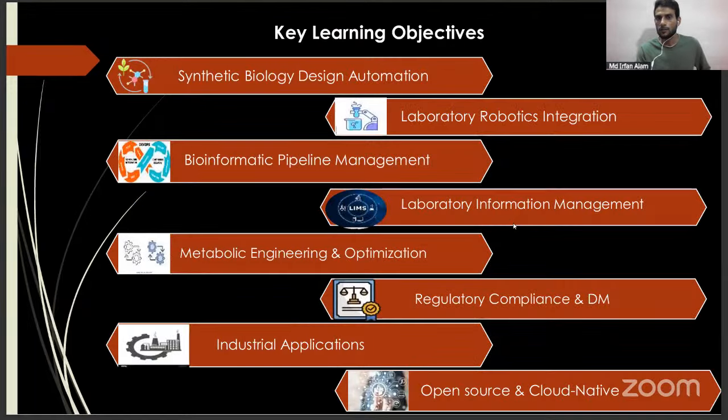Now, synthetic biology design automation helps to design genetic circuits. Laboratory robotic integration shows how robots help to generate genetic designs. Bioinformatic pipeline management helps to analyze data for future purposes. Laboratory information management helps to manage and store data, and so on. Metabolic engineering optimization helps to optimize workflows.